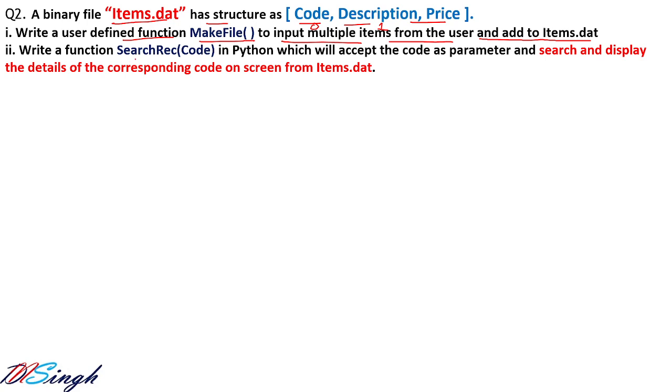And next we are going to write one more function, that is search record. What we have in the parameter of search record is a code passed to it. So we need not take input for that code from the user, that is available in the function header itself in the question in Python, which will accept the code as a parameter and search and display the detail of the corresponding code on the screen.